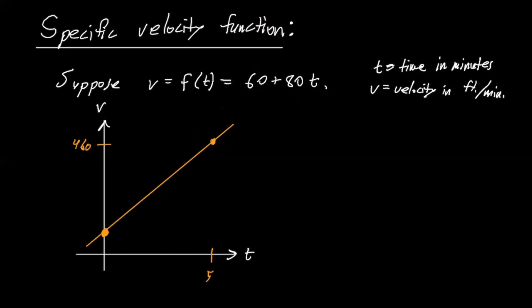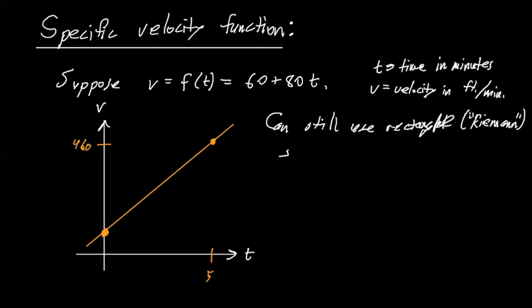Well, a couple things. We could still do the Riemann sum thing to estimate. So we can still use rectangle sums, these Riemann sums, to approximate the distance.